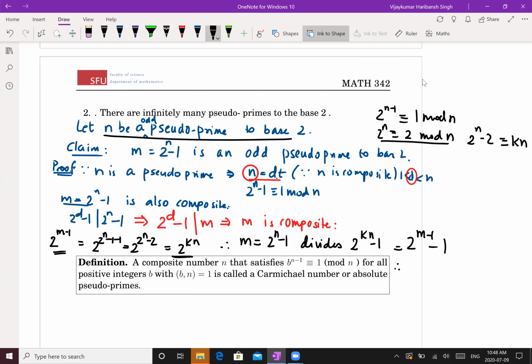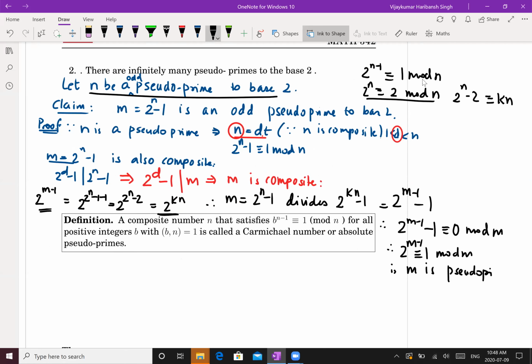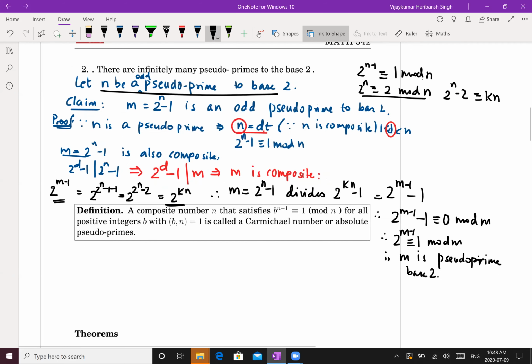So this implies that 2 to the power m minus 1 is congruent to 0 mod m because m divides it, or in other words, we get 2 to the power m minus 1 is congruent to 1 mod m. That is, m is a pseudo prime base 2. Okay, and then this process can recursively go on and you construct all the pseudo primes.